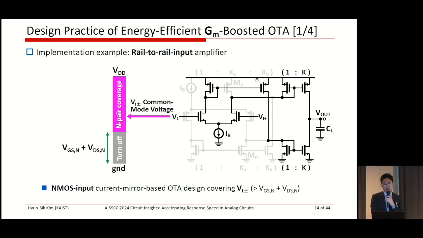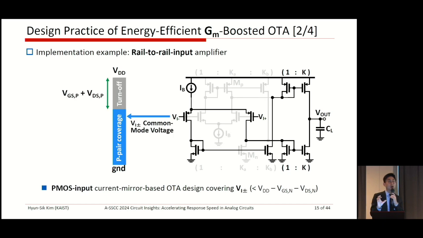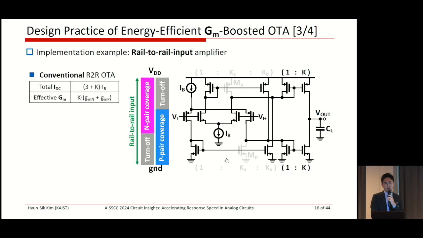Let us start with the very conventional NMOS differential pair operational transconductance amplifier. In order to accommodate the upper range of the input common mode range, we can use the NMOS pair, and this is the NMOS input pair OTA. In order to accommodate the lower range of the common mode voltage, we can add the PMOS input pair OTA, right? And then these two designs summed together can accommodate the rail-to-rail input range. This is the conventional rail-to-rail OTA amplifier.